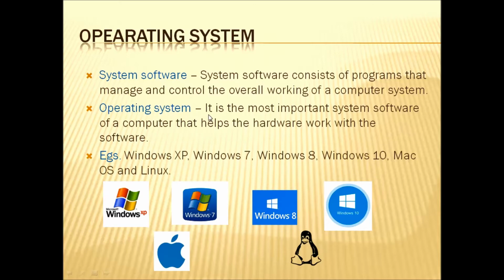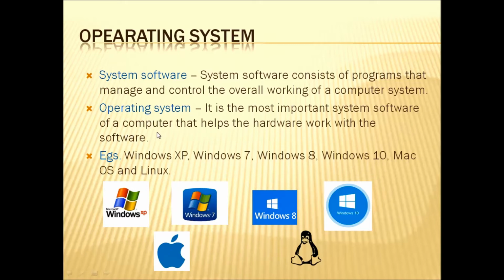Operating system is the most important system software of a computer that helps the hardware work with the software. We saw about hardware and software. Hardware and software should work together to form a computer system. Already I told that. So, hardware and software will work together with the help of operating system. So, without the operating system, the computer cannot perform any task.